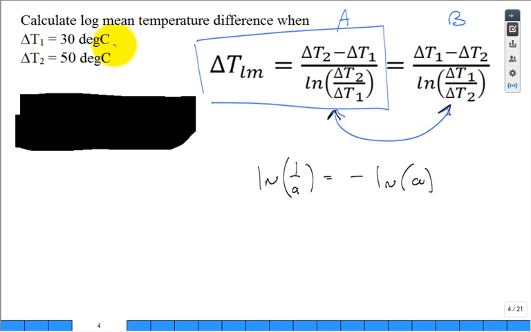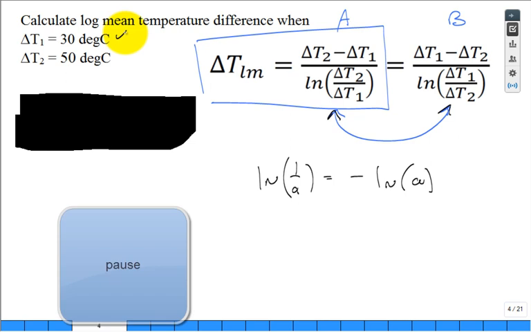Anyway, somebody says delta T1 is 30 degrees, delta T2 is 50 degrees. Use your calculator to calculate the log mean temperature difference for this problem. I'll pause, walk around, see what you get.